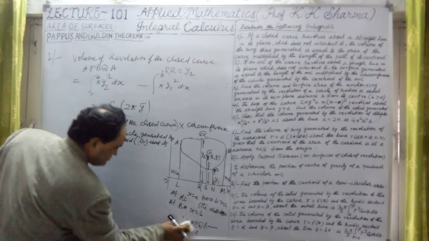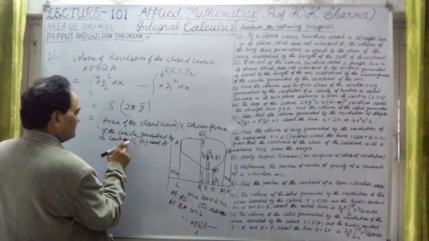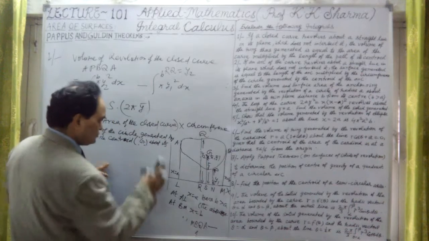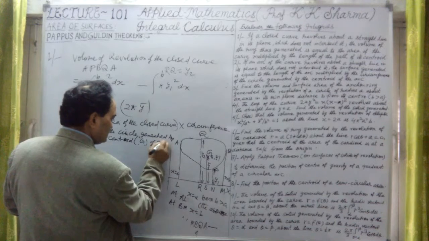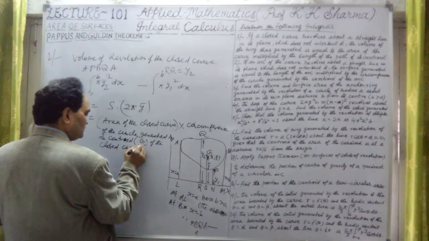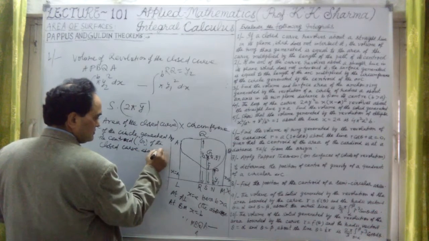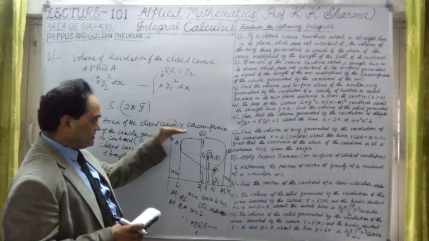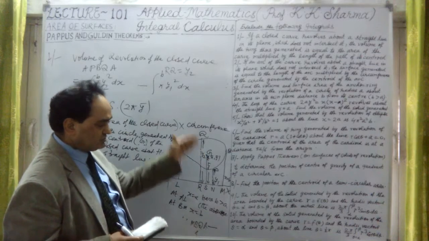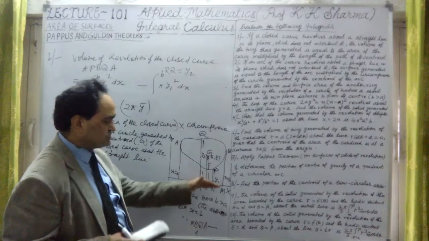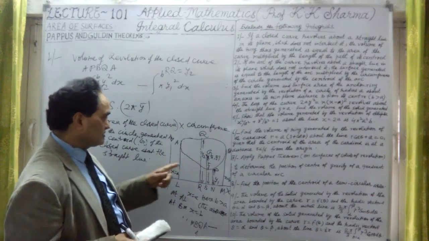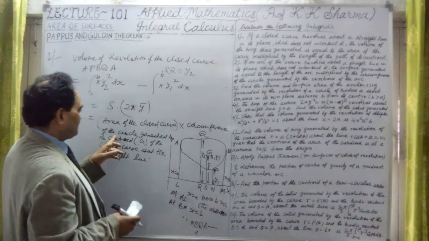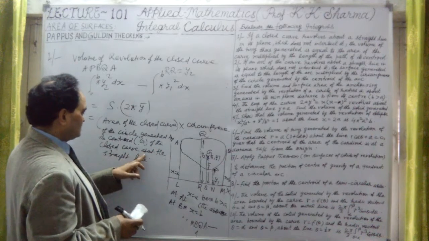That is the circumference of the ring or circle generated by this revolution of the centroid about the line. The centroid of the closed curve about the straight line. So this is the circumference of the circle generated by revolving SG about this straight line, and that circle will be generated. That is the path of the circle generated by the revolution of the centroid of the closed curve about the straight line.